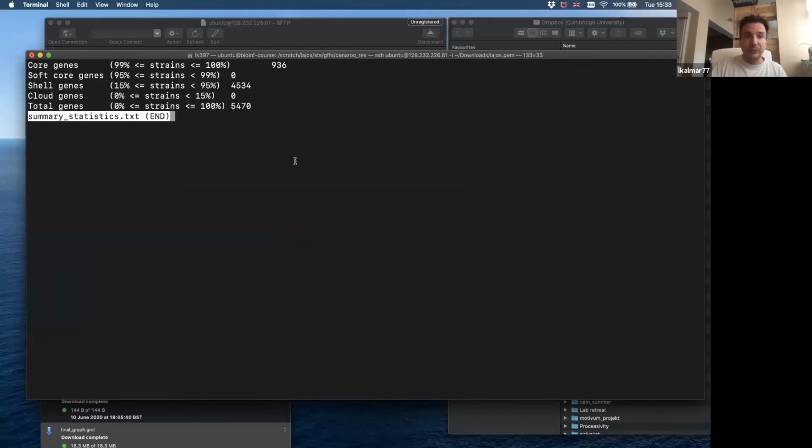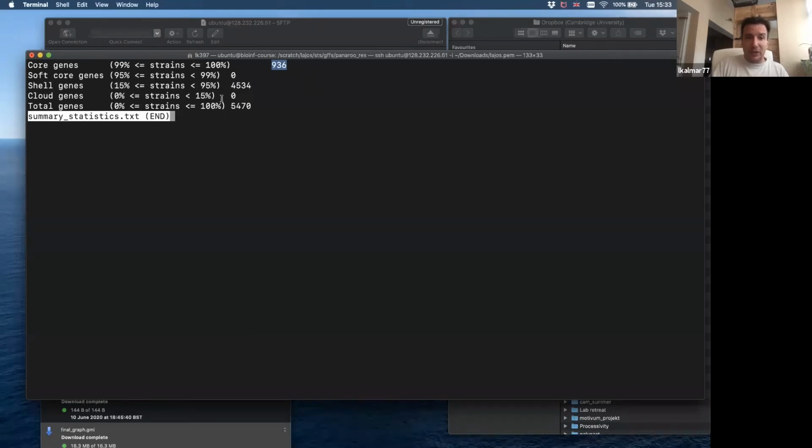So the core genes means that 99 to 100% of the isolates or strains, different genomes you are using, are having all of these. So as you can see here, this is 936 genes. This was the comparison of the 4 different Staphylococcus species that we discussed on Thursday. So the xylosus, equorum, and 2 others.